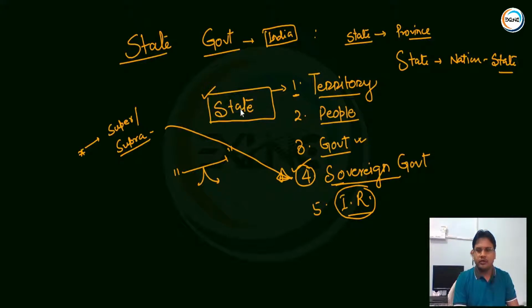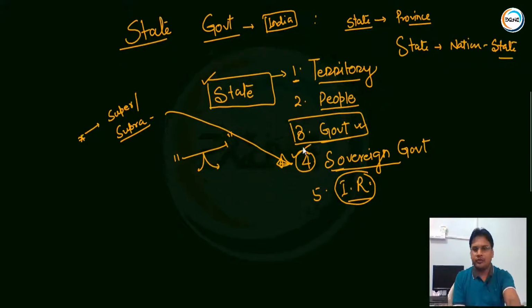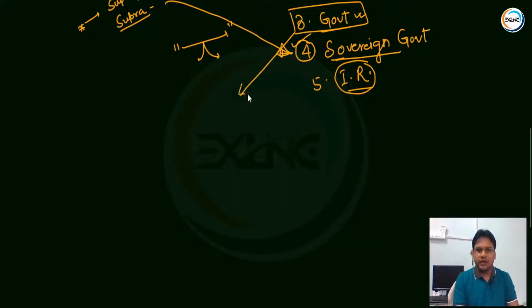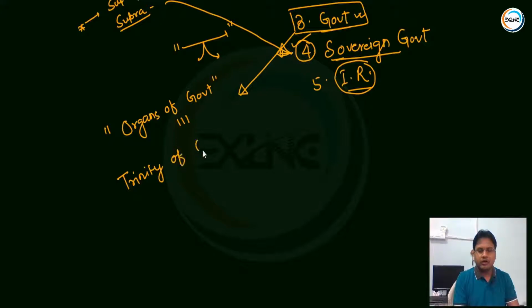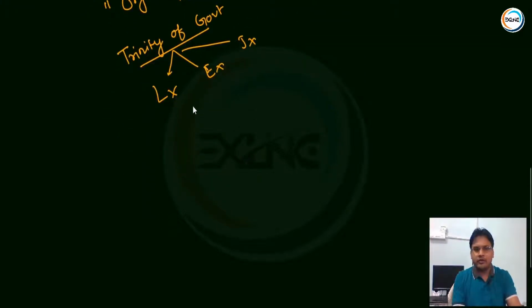Now, in order to run the state, there is a system that is called the government. Whenever we say government, there are three elements, and these are called the three organs of the government. These three organs of government are popularly referred to by a term called the Trinity of the government. So the Trinity of the government includes the legislature, the executive and the judiciary. This will help in developing the further concept.